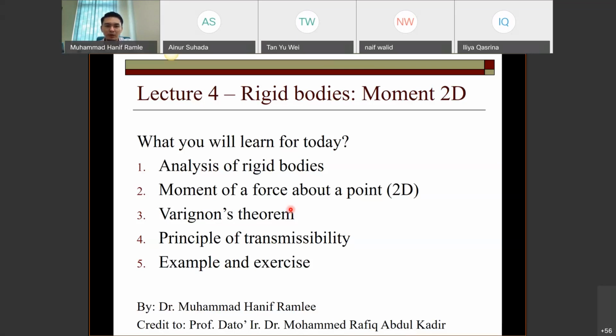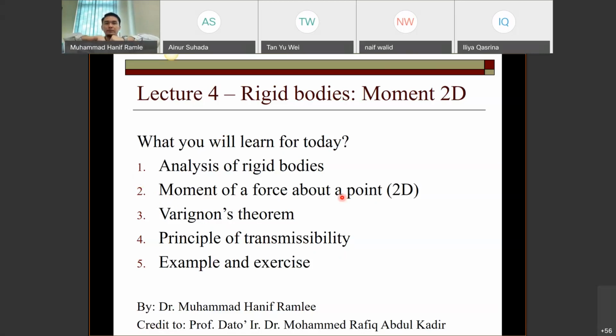So this is what you will learn today. The first one is to analyze rigid body. The second thing is the moment. You will learn about a moment, the other word for which is torsion: the moment of a force about a point in 2D. So you will learn how to calculate torsion.